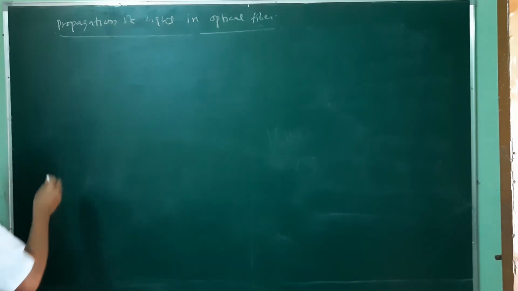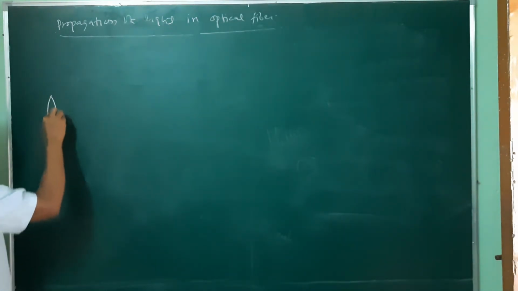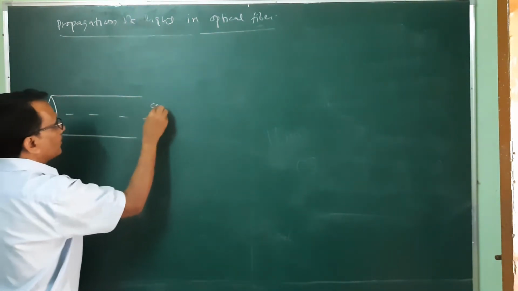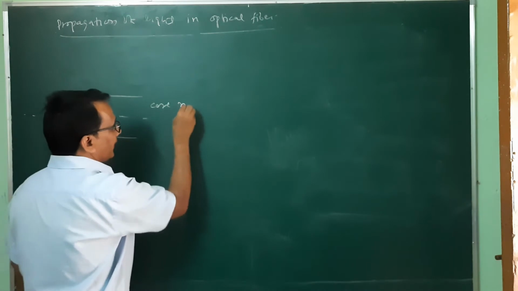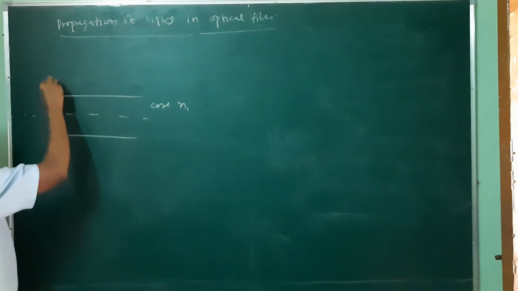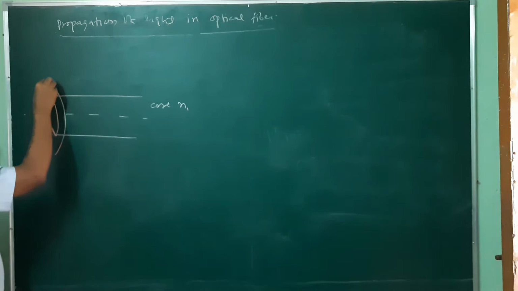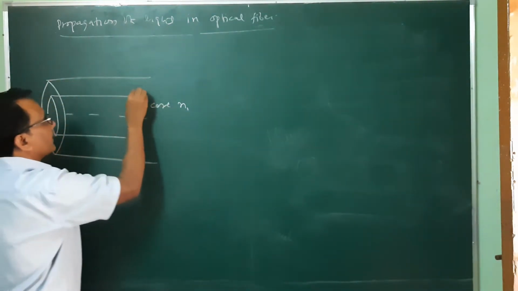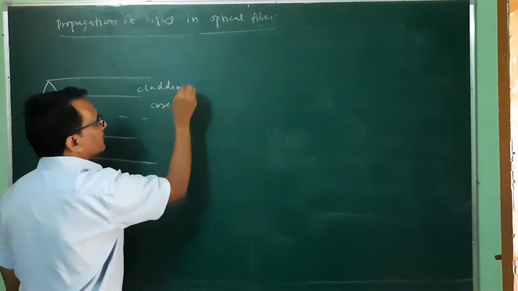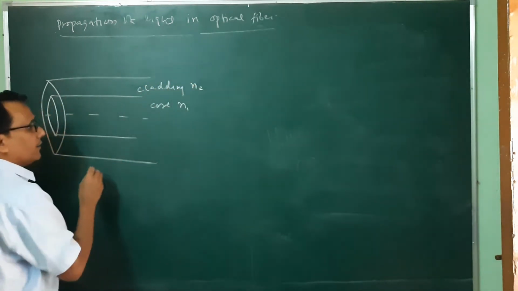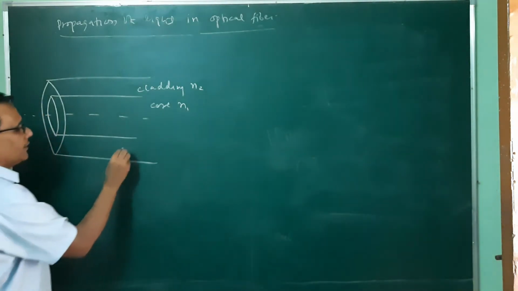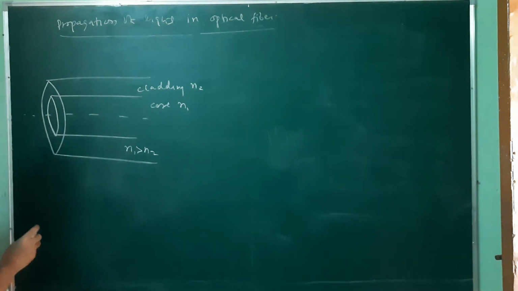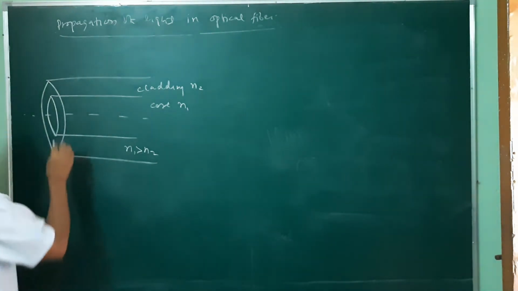This is the single topic which needs a simple derivation. As far as the structure of this optical fiber is concerned, this is the center, which is known as the core of refractive index N1, and it is covered by another part that is known as cladding. The refractive index of the cladding is N2, and N1 is always greater than N2. So the refractive index of the core must be greater than the refractive index of the cladding.